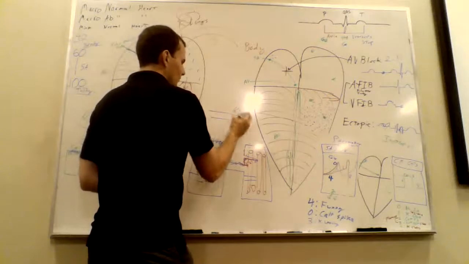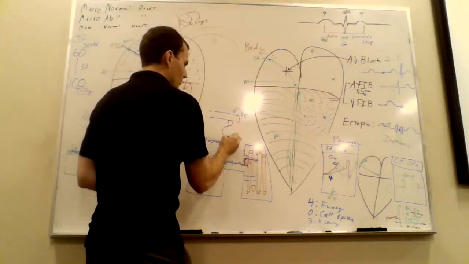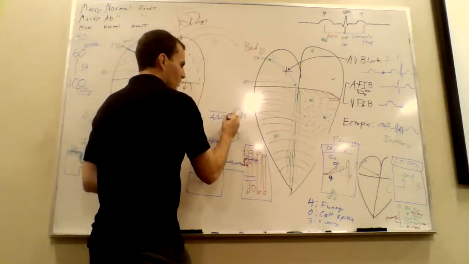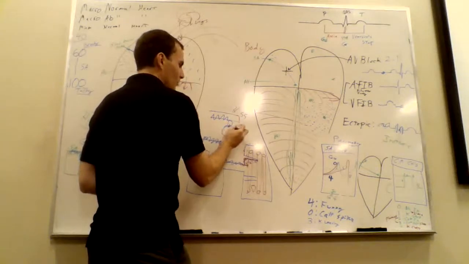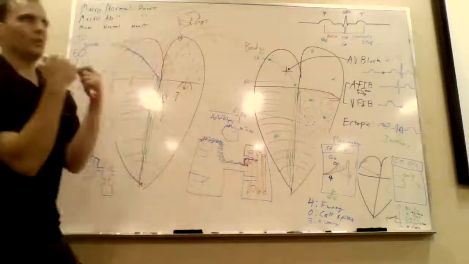Zoomed in: T-tubule, ryanodine receptor, sarcoplasmic reticulum. The ryanodine receptor talks to the sarcoplasmic reticulum, tells it to open its door and let all of that beautiful calcium out so that we can have a muscle contraction.